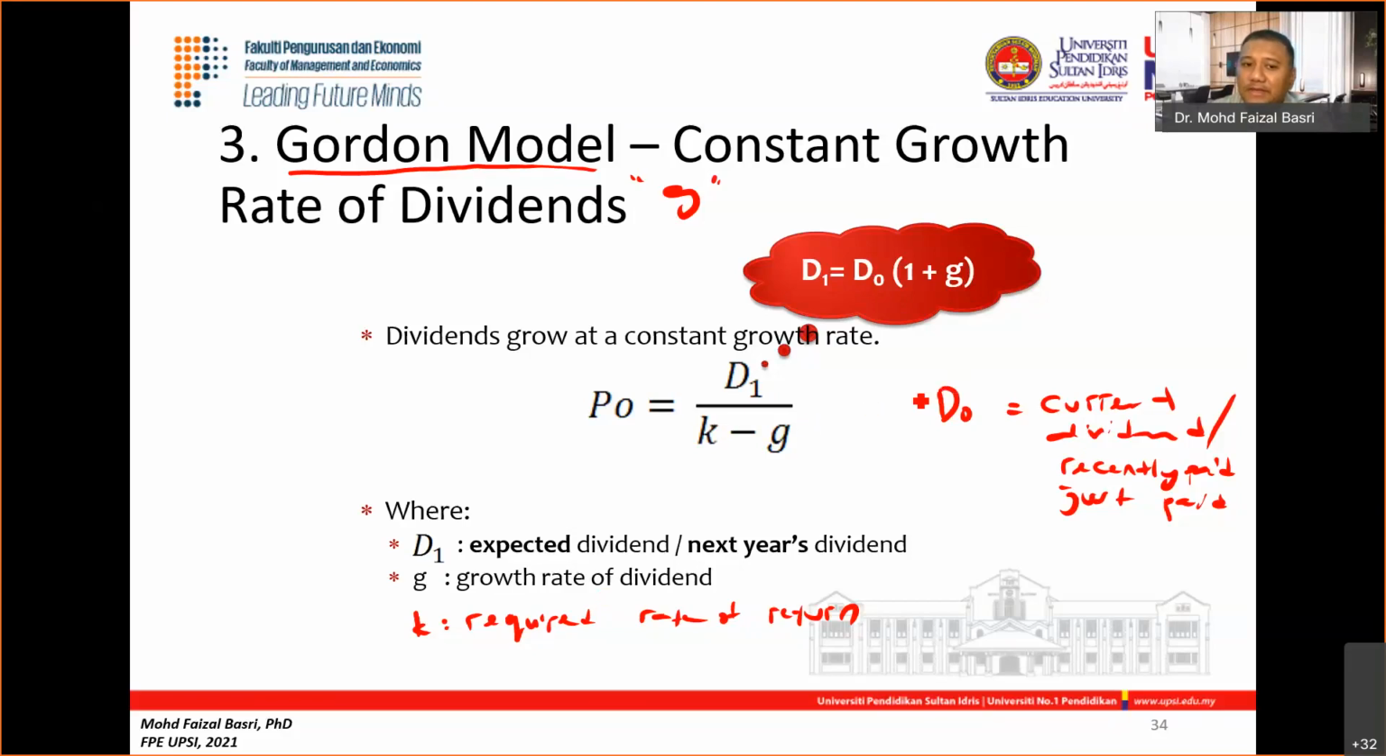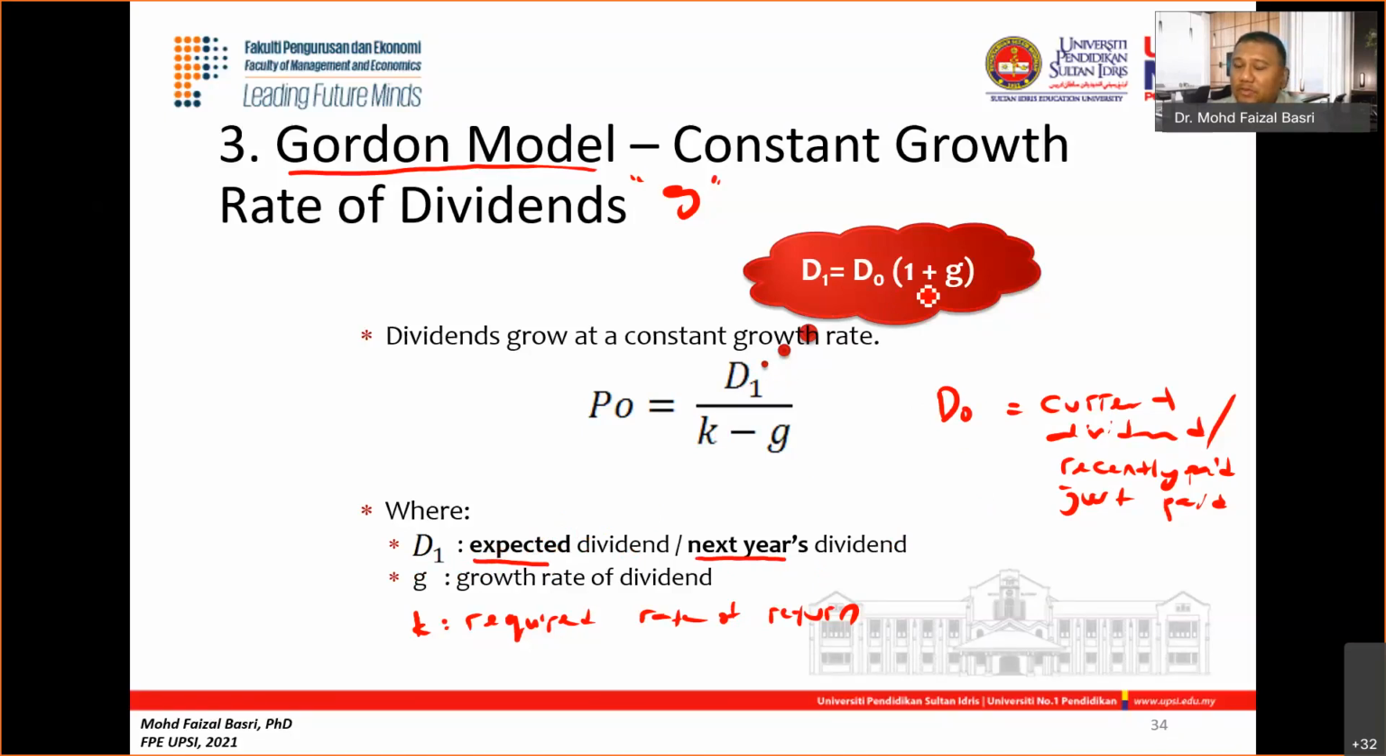Very straightforward. However, not all the time will they give you D0. It's not necessarily the current dividend all the time. Sometimes the question might give you D1 straight away. So how do you differentiate? They use the words I bolded here: expected or next year's dividend. So if the question says the expected dividend of this company is RM1.20, when they use the word expected, that RM1.20 is D1. If it's already D1 in the question, just put it straight into the formula.